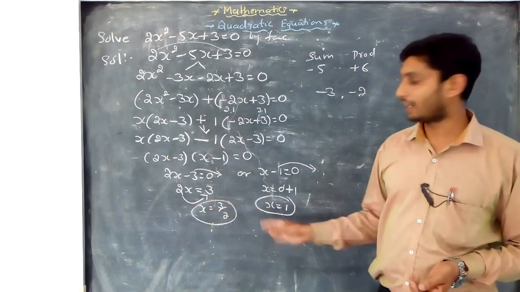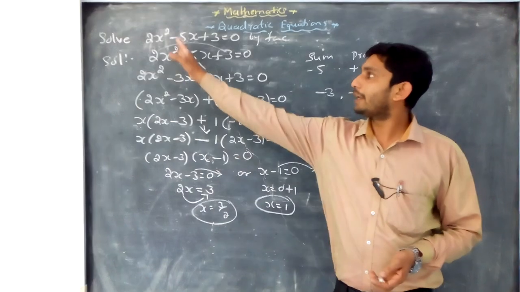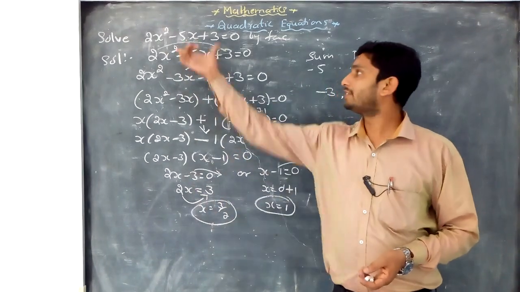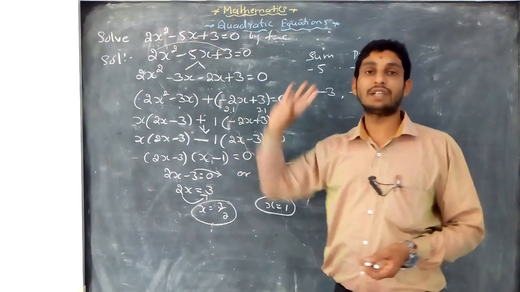Therefore, you can verify. In the place of x, put 3 by 2 and simplify. You will get 0 equals 0.